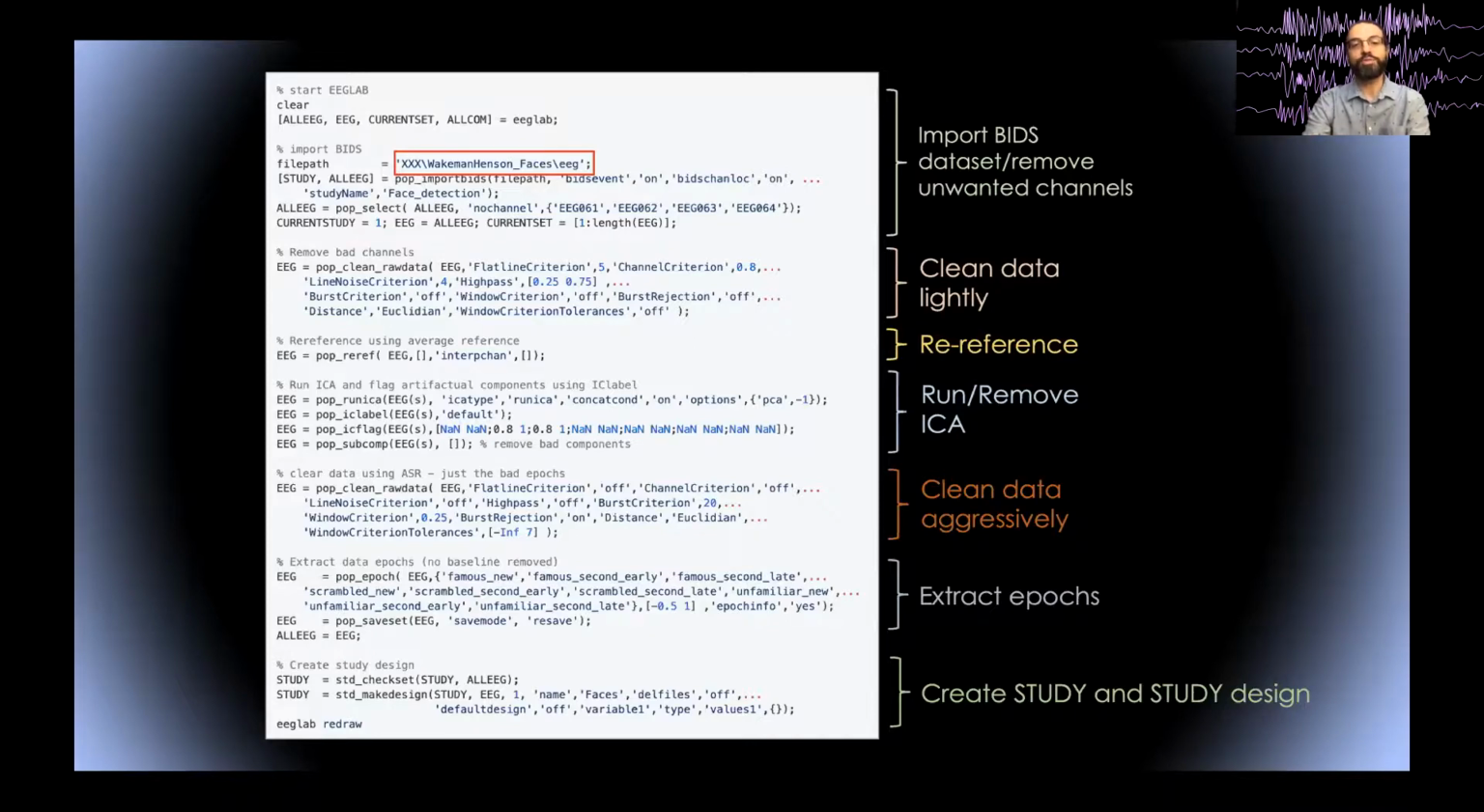First, you import the data, so that's this line. Then you select the channels, you remove these 4 bad channels. Then we clean the data lightly. Then we reference, we run ICA, we run IC label, we label these artifacts, we subtract them. We clean the data more aggressively, using clean raw data. We extract the epochs and we create the study, in that case, the study design.